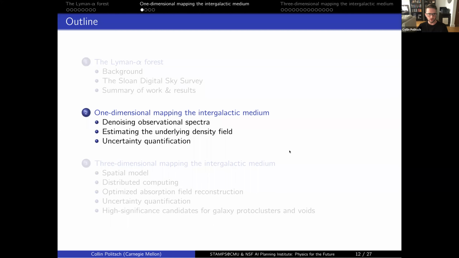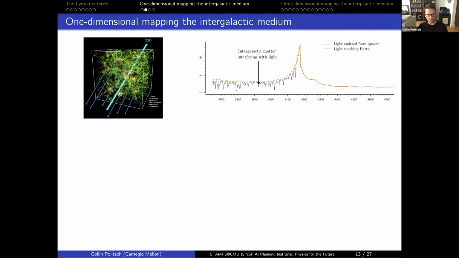Okay, I'll talk a little bit about one-dimensional mapping of the intergalactic medium. I'm not going to get into too much detail. This is in our published work, and I'm going to focus on three-dimensional mapping here. But one-dimensional mapping is an essential stepping stone in the three-dimensional mapping problem. On the left here, again, I'm showing you a Chen and Ostriker simulation. We have quasars in the background here, and the light transecting the cosmic web in the intergalactic medium, giving rise to the Lyman alpha forest on the right here.